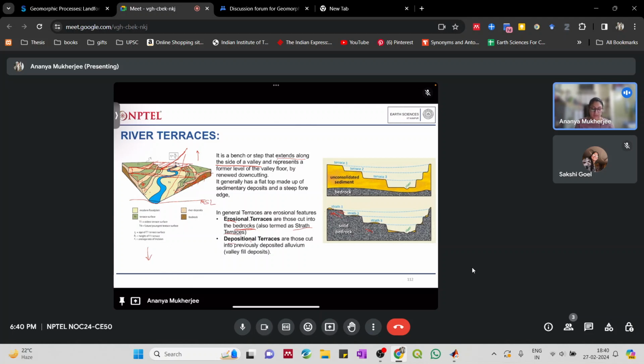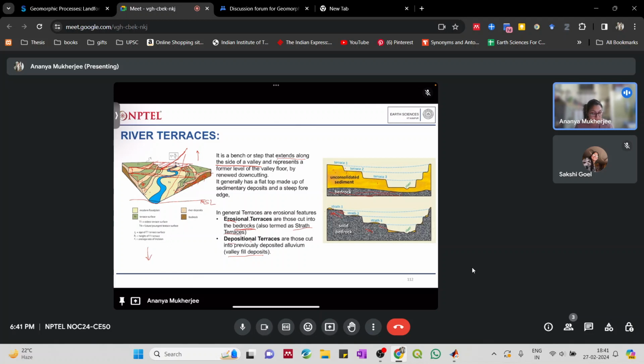Okay, and the next one is a depositional terrace. So these are usually formed when the river is flowing through unconsolidated sediment areas. Mostly these could be alluvium which is deposited on top of a bedrock, but the river is not cutting through the bedrock, it is cutting through the softer or not consolidated sediments that are present over here. So they are also called valley fill deposits. So that's why we saw river terraces.